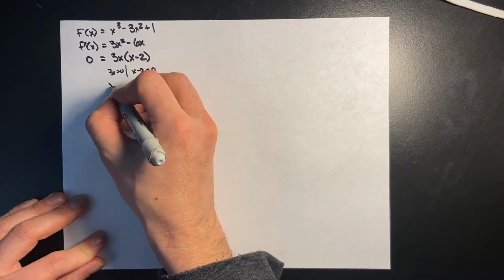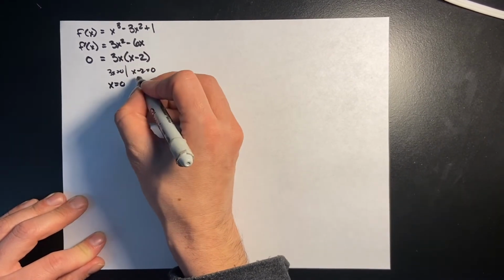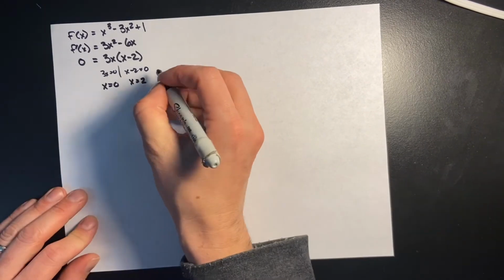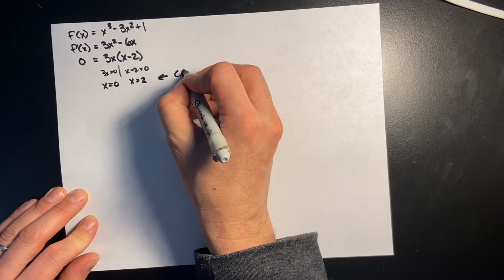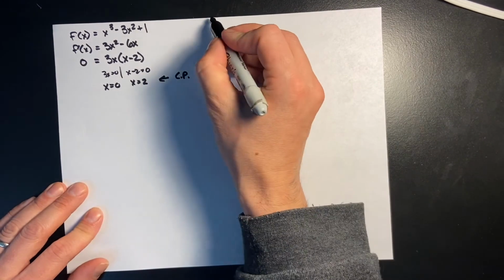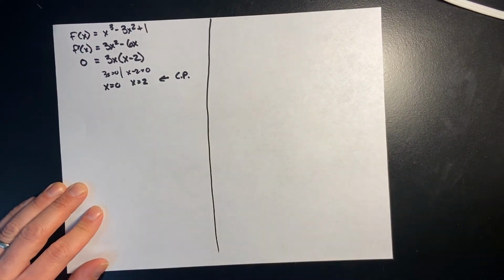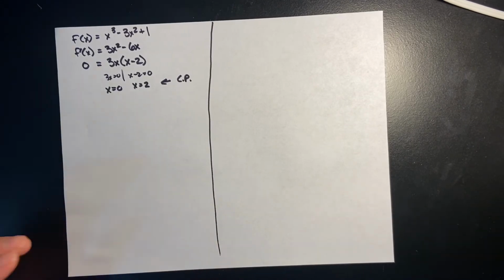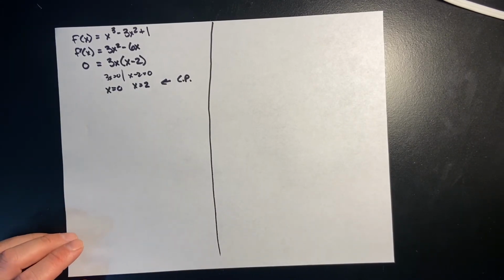Okay, divide by 3, x is going to equal 0. Add 2, x is equal to 2. So these are my critical points. I'm going to call them CP. And what I'm going to do is split this in half so I can spend the right side doing the second derivative stuff. We'll get there when we have to get there, but we're not there quite yet.